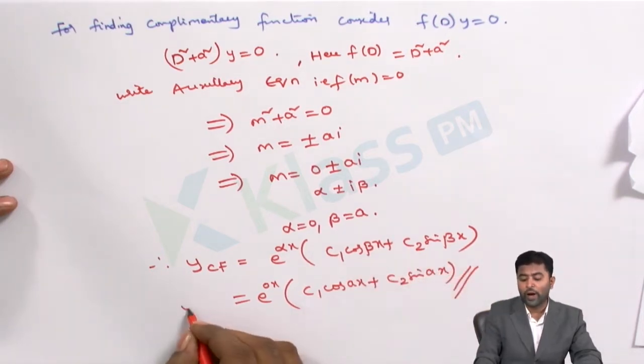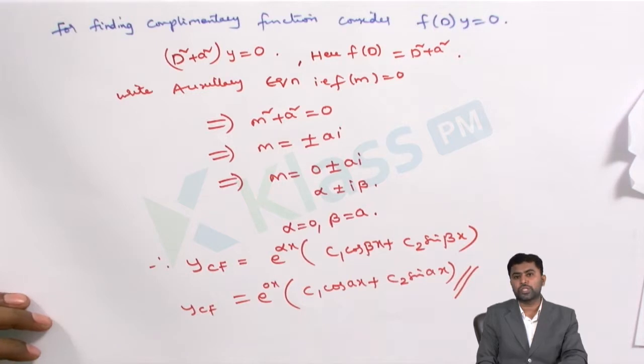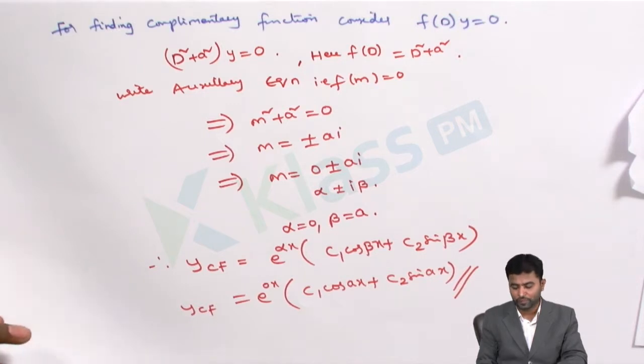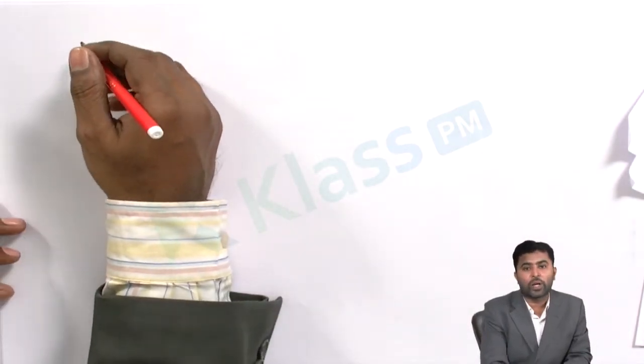This is y CF. This is only one part or one solution of the non-homogeneous linear differential equation. We have to find out the other part, that is the particular integral. Then the combination of the two will give you the general solution. Then we got y CF. Now we'll find out y PI.